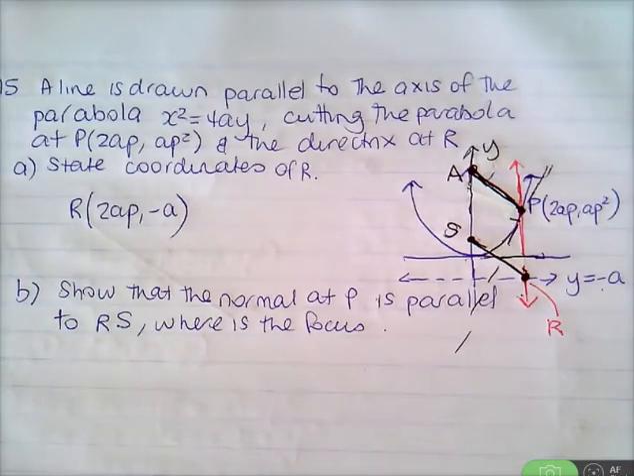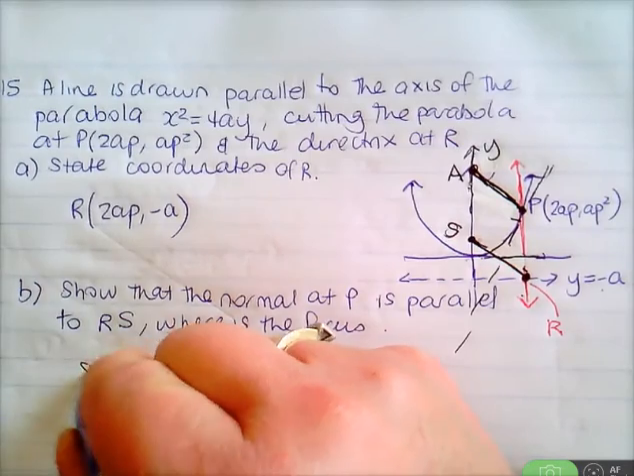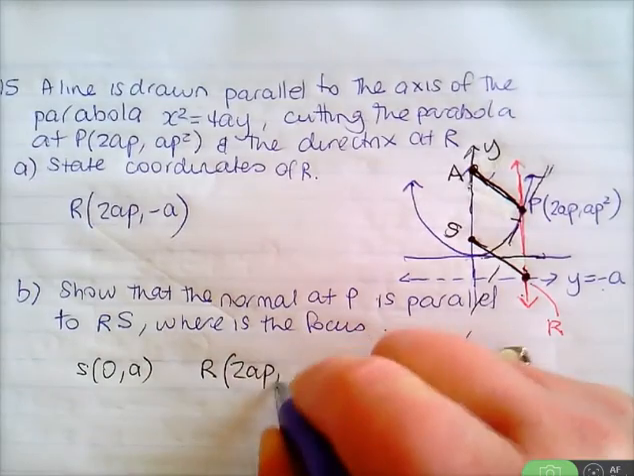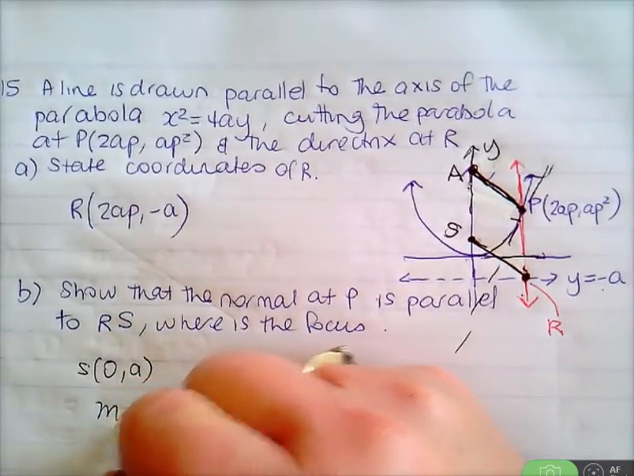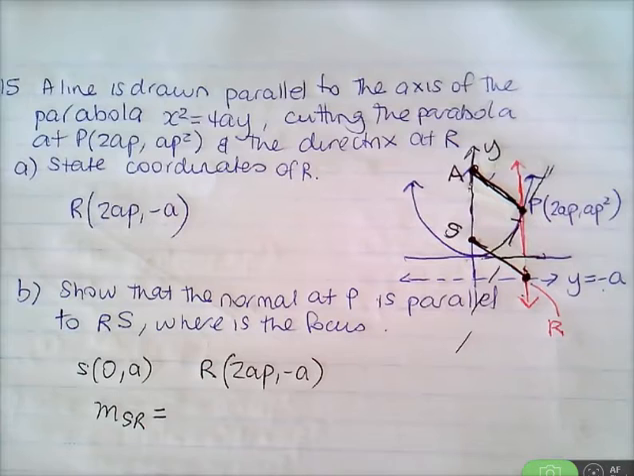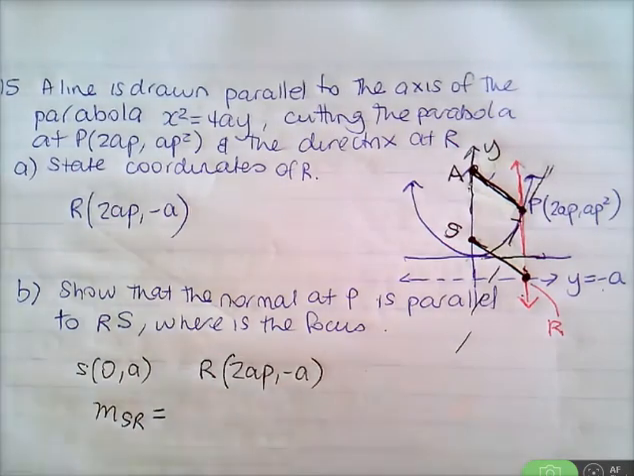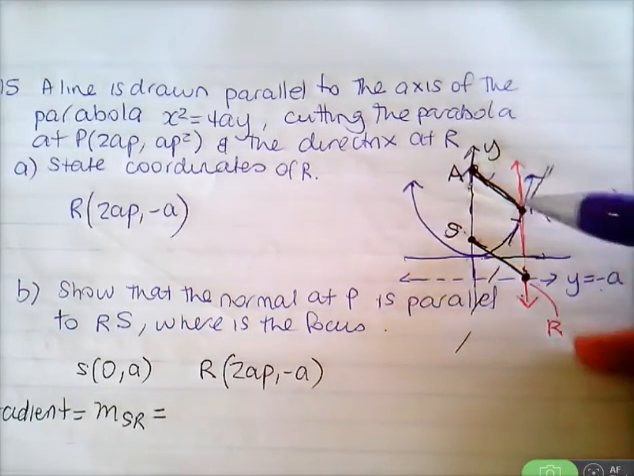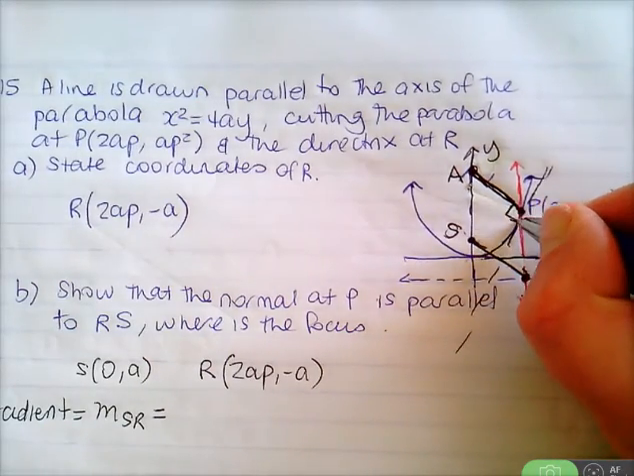Can you work out the gradient of RS at all? Do you know what R's coordinates are? So S has coordinates (0, a). R has coordinates (2ap, minus a). Give me the gradient of SR. How do you do it? Gradient. Two points, gradient. Not gradient of tangent, gradient between two points. Gradient of SR. I want the gradient, girls, if you're trying to prove that SR is parallel to the normal at P, yeah.